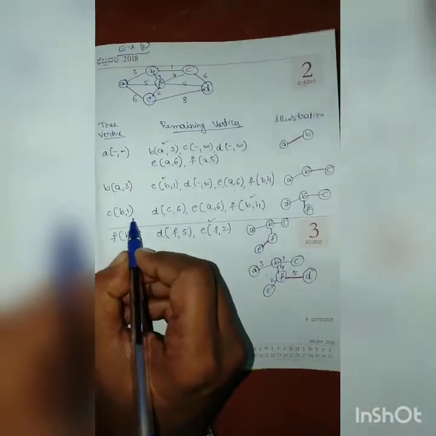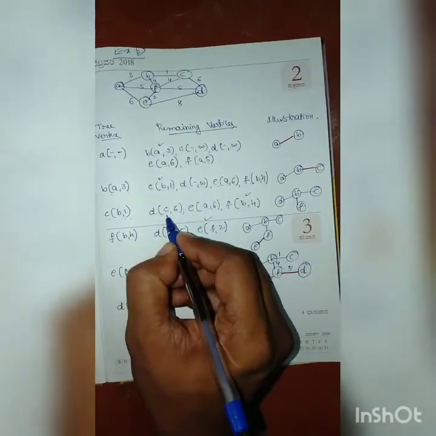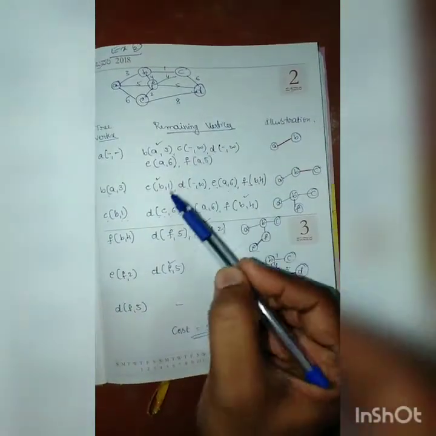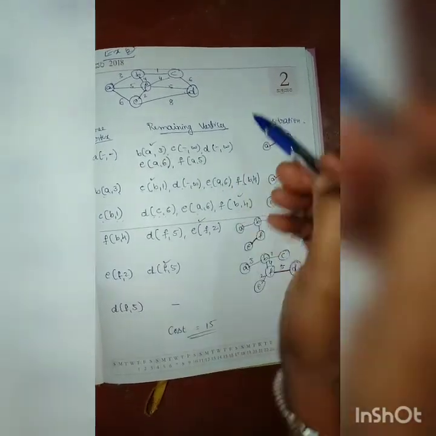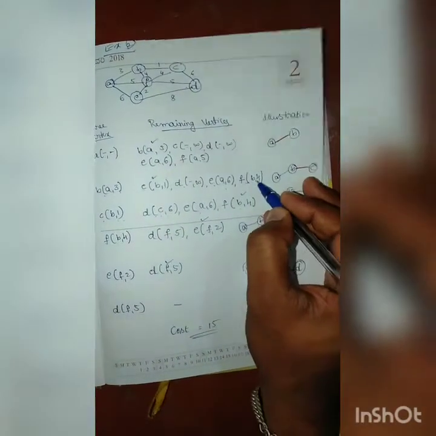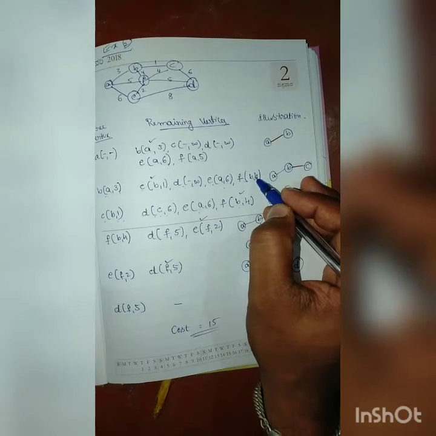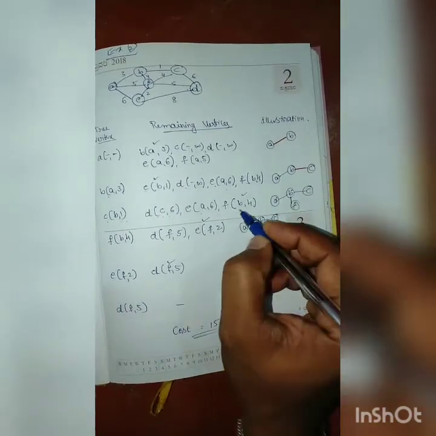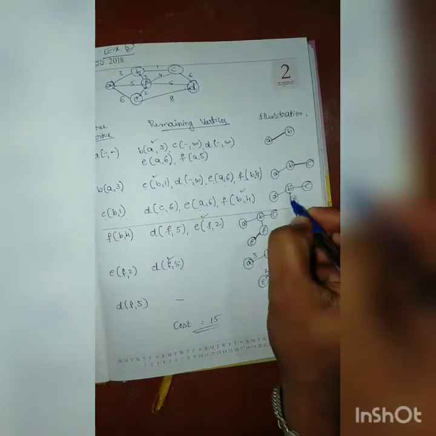Next, C B comma 1. Similarly update this. So D is now reachable from C with a cost of 6. Next, E, there is no change. F, yes, is F reachable from C? Yes. What is the cost? 4. What is the earlier cost? 4. So I will just retain this one. If you change it also, no problem. So I will just retain it as it is. Next, in this iteration the minimum cost is 4, therefore I will update it.